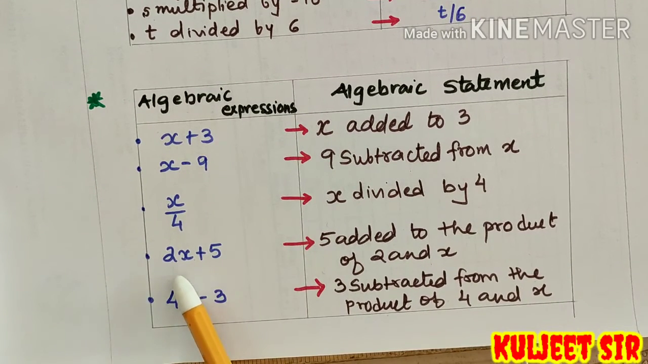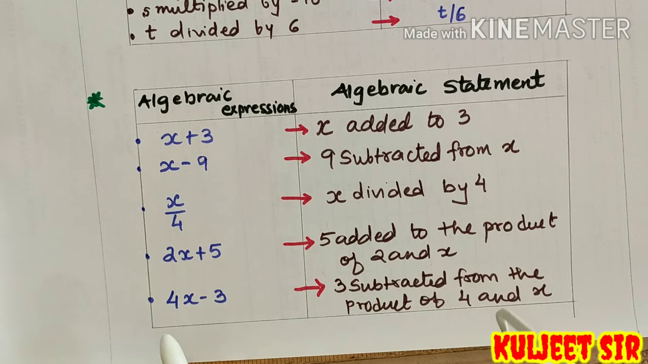Fourth one, 2x plus 5. So you can see 5 is added. 5 is added to the product. Product, I told you earlier, is the multiplication. Product of 2 and x. So 5 is added to the product of 2 and x, and you get this as your algebraic statement.